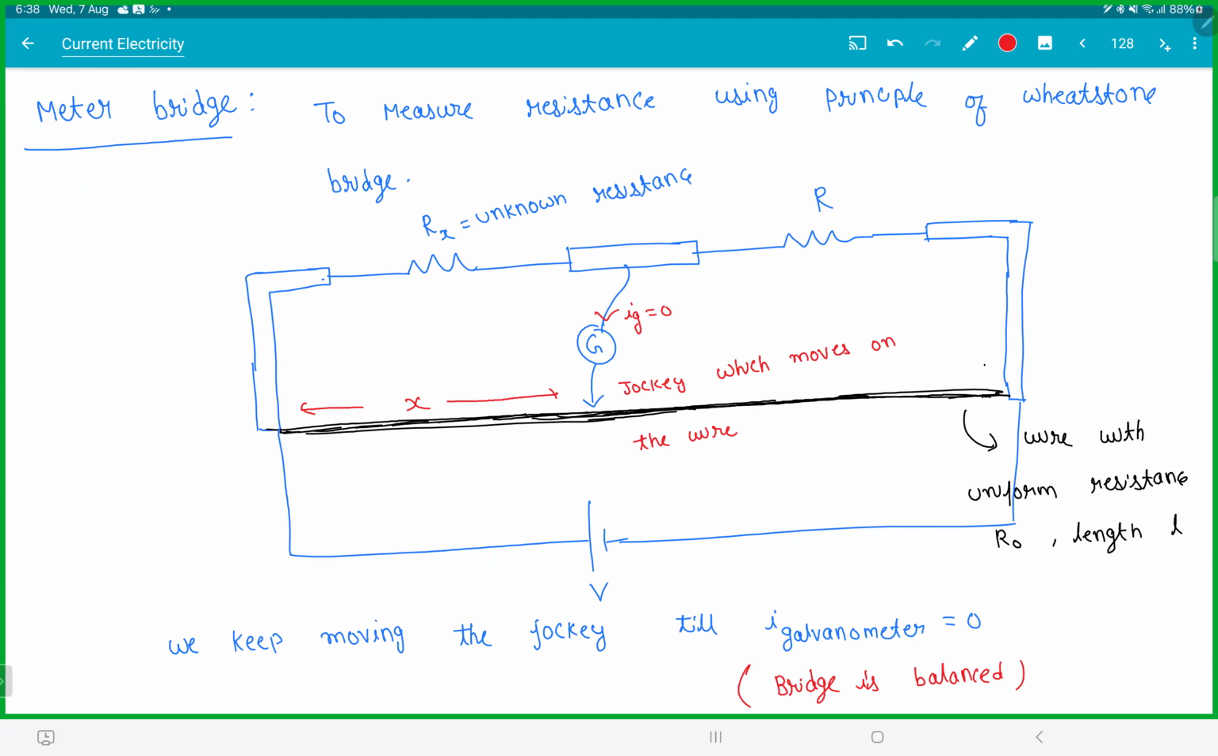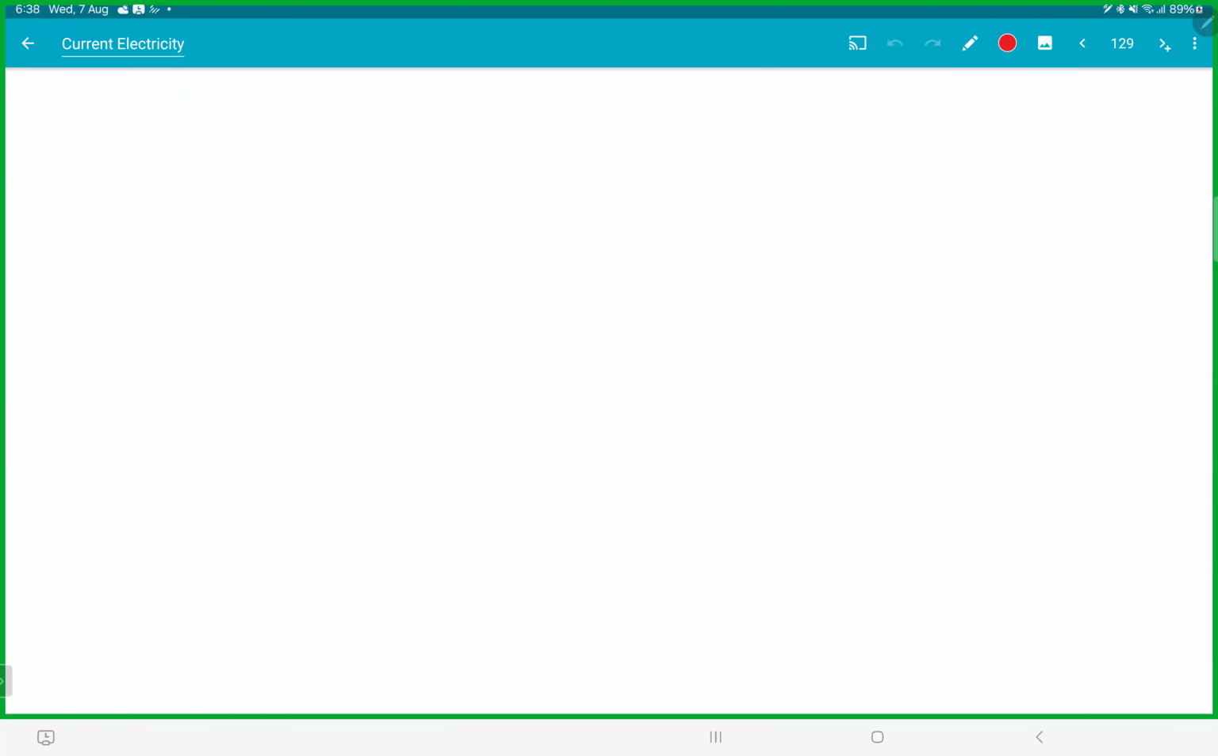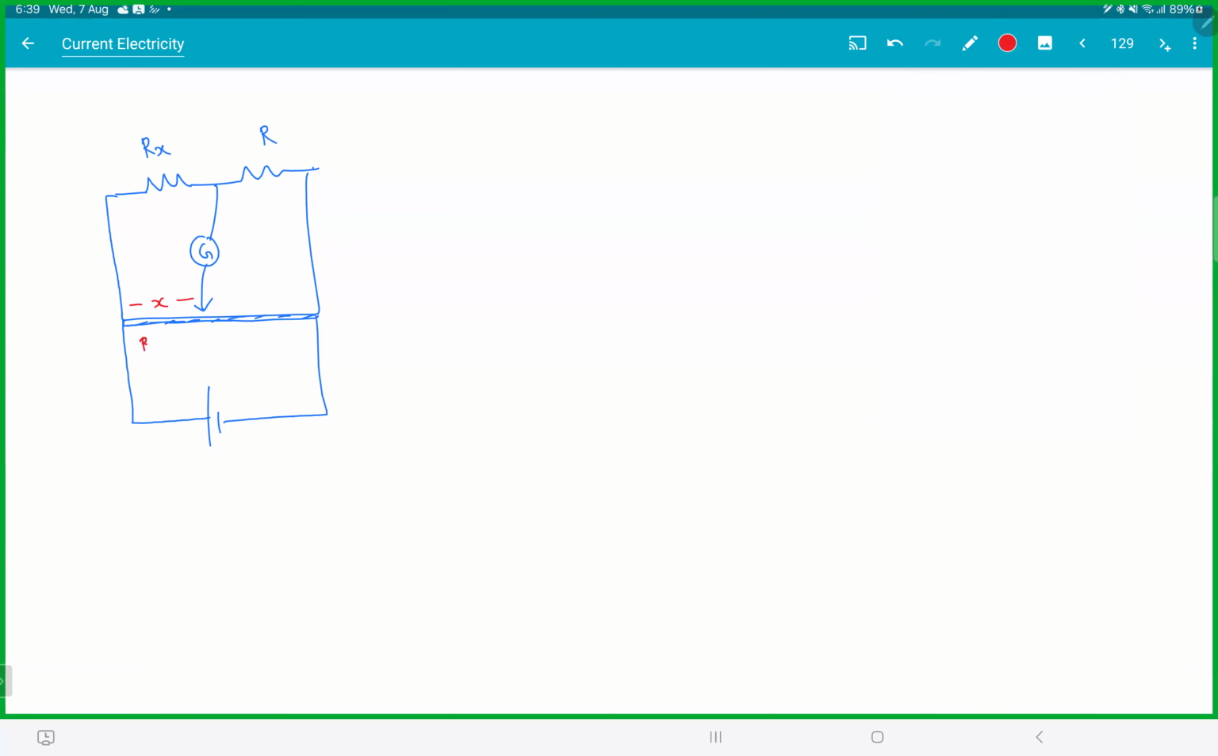Clear? Then I'll just read out the circuit in a simple form. So what you have is a resistor. We have a wire here. We have a galvanometer balanced here. This is Rx. This is R. This length is X. So this resistance will be R naught by L into X. This is L minus X. So this resistance is R naught by L into L minus X.